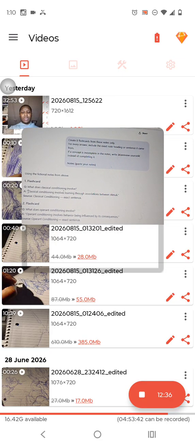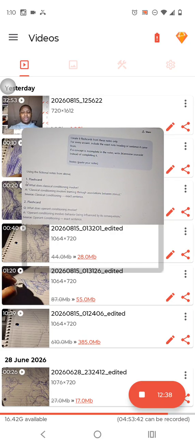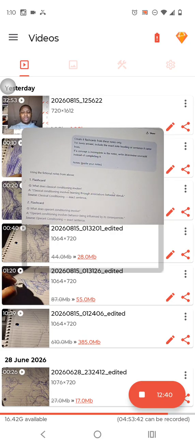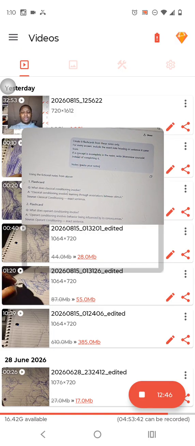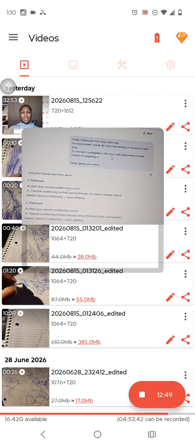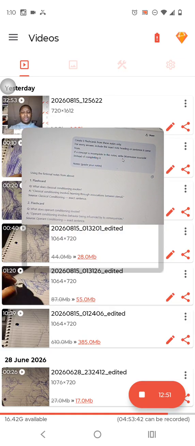Note heading could be like the question discussing the topic, and then there's the answer. And the answer is coming from the exact notes, right? Now, if a concept is incomplete in the notes, review source instead of completing it.